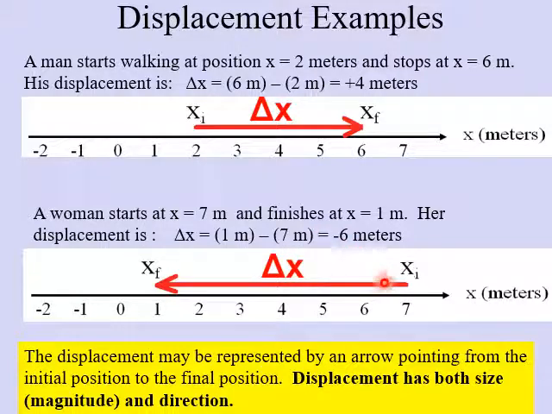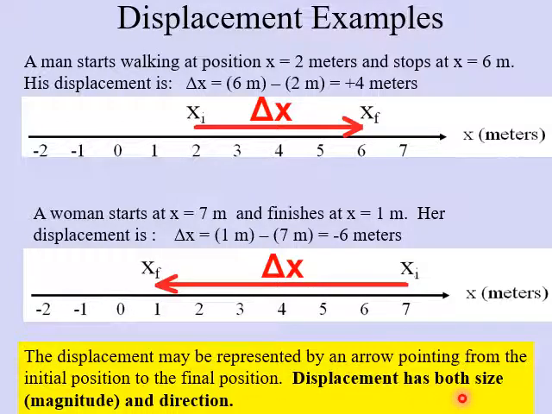So her displacement is actually negative. What does that tell us? Well, that just means that her displacement was going in the negative direction to the left. So her displacement would be represented by this arrow pointing from where she started to where she finished. Notice the total distance she traveled was 6 meters from here to here. And the minus sign tells us that this arrow will be pointing to the left. So displacement is represented by an arrow pointing from the initial position to the final position.